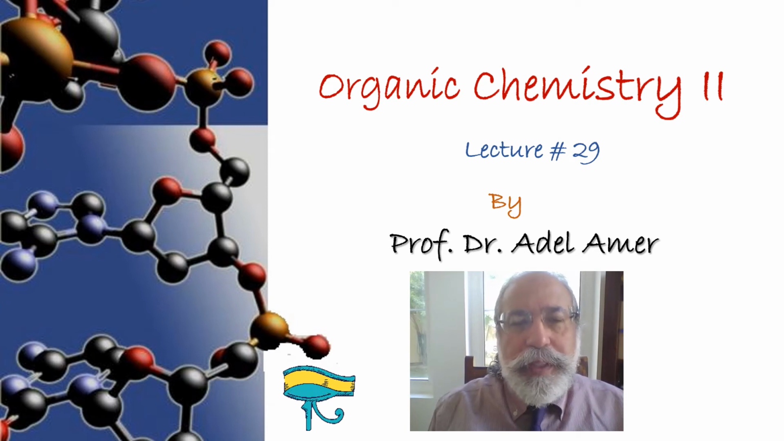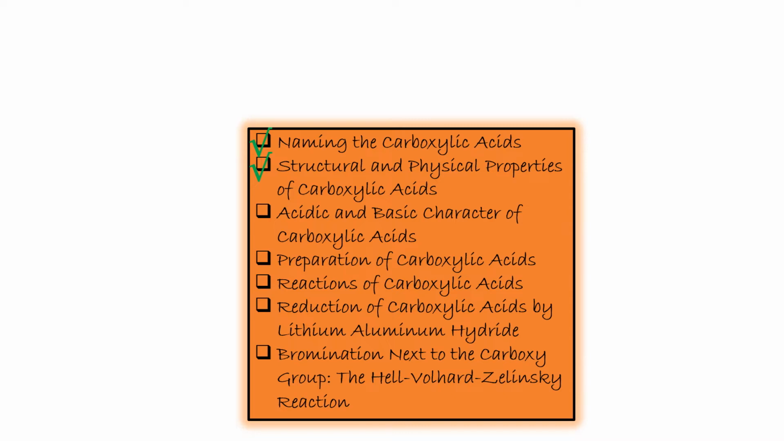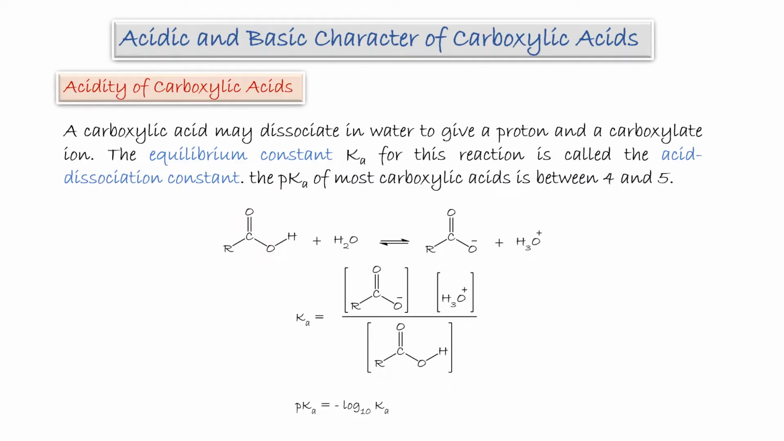Hello everyone, welcome to lecture 29, Organic Chemistry 2. Today we will continue on chapter 7, Carboxylic acids, and we will cover the acidic and basic character of carboxylic acids. Acidity of carboxylic acids. A carboxylic acid may dissociate in water to give a proton and a carboxylate ion.